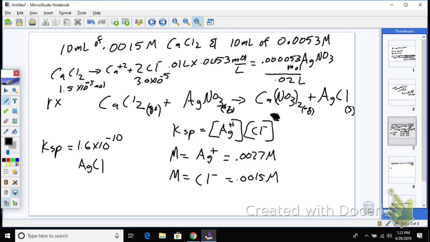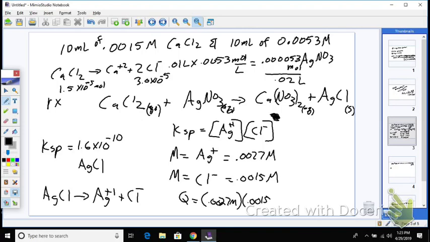AgCl, we know, breaks apart into silver ions and chlorine ions. So it'd just be Ag concentration times chlorine concentration. But we're going to get a Q on this, though, because we don't know where it's at. So this would actually be Q is equal to the concentration of 0.0027 molarity times 0.0015 molarity.